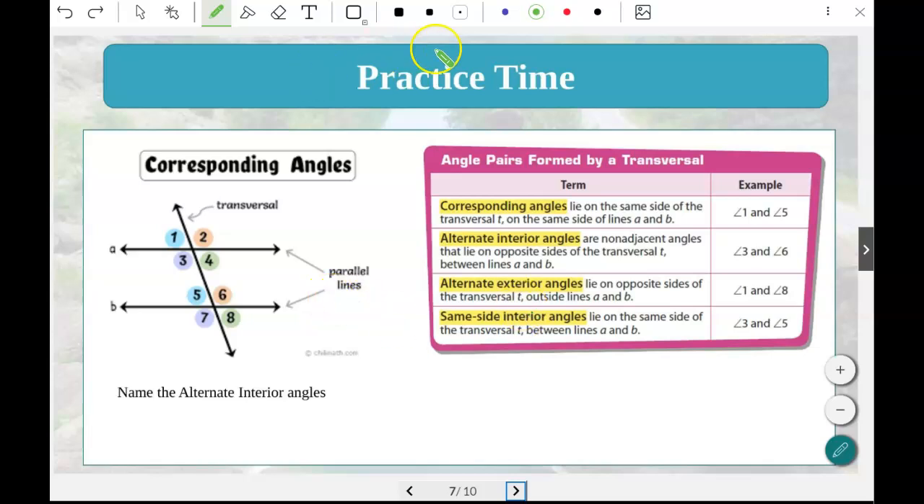Alternate interior, we have our example 3 and 6. There's only one other pair, and that's going to be 4 and 5, because they have to be on the inside of the diagram and opposite sides of that transversal. And remember, they are congruent.